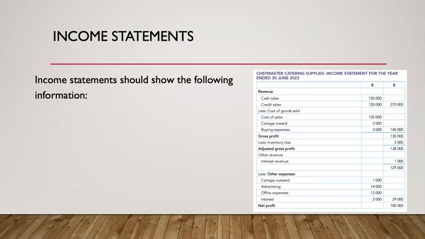So income statements should show the following information. We should always show the net sales. And what is net sales? Sales minus sales returns. Remember, we split out sales returns from sales. So you can see this is at the very top of our income statement. We have revenue of $270,000. That is our net sales. We don't have any sales returns here.